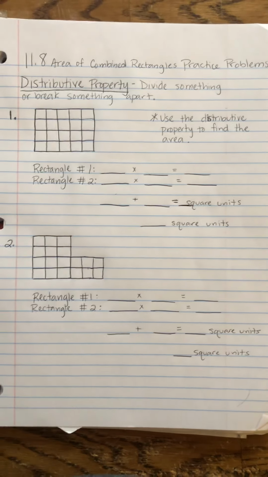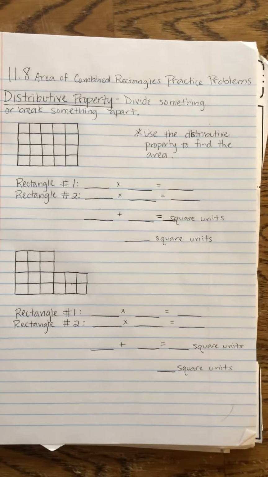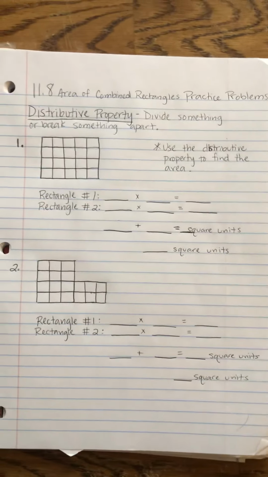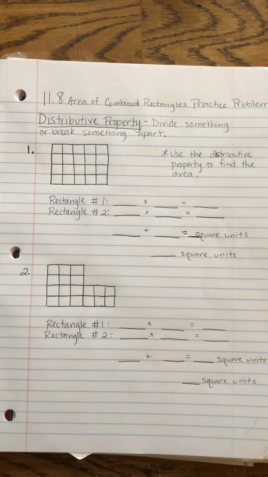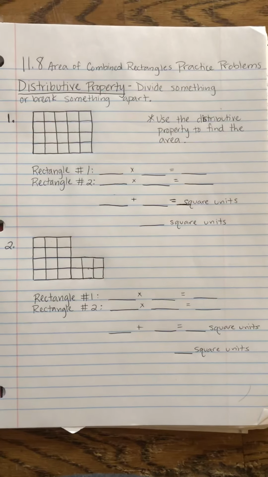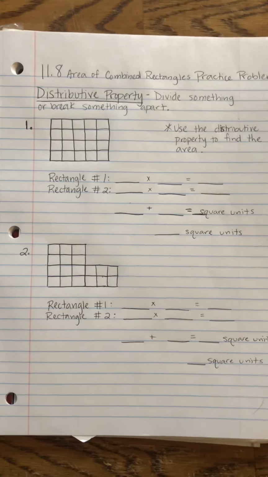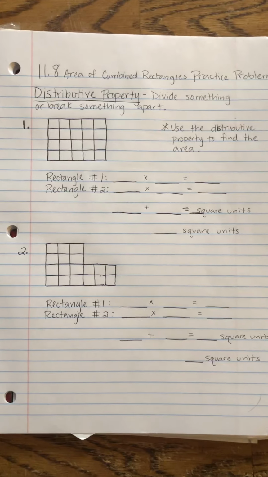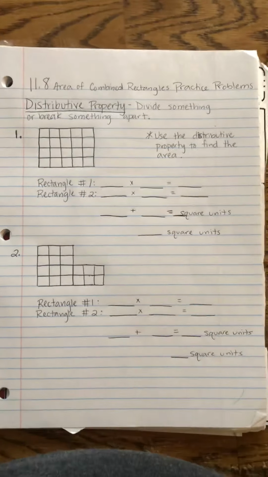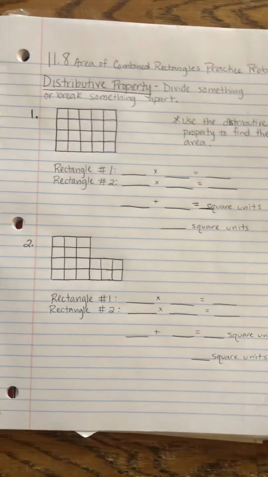Hi everyone, I have some practice problems as you go to work on 11.8, area of combined rectangles. Now for this lesson you will need to think back to the distributive property, which we talked about earlier this school year. The distributive property is basically dividing something or breaking something apart. So the directions for these problems are: use the distributive property to find the area.